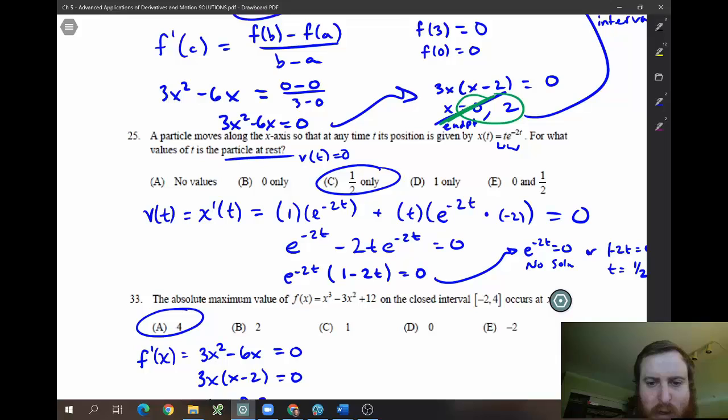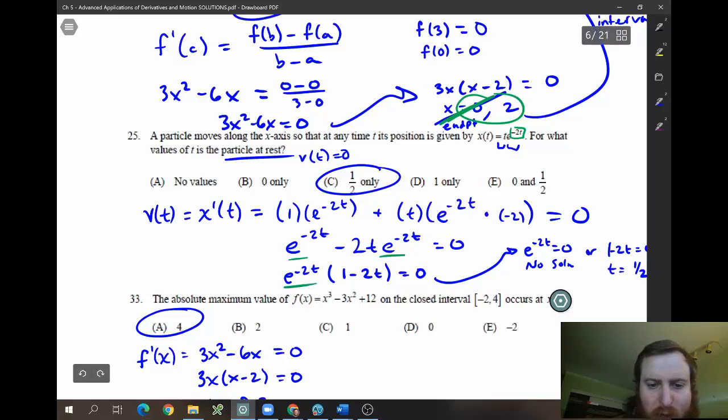Then plus, leave the t part alone, times, now this is going to be chain rule. So e to the box times the derivative of the box is negative 2. So this is e to the negative 2t. I just brought the negative 2 to the front, minus 2t e to the negative 2t. Both terms have an e to the negative 2t, so we can factor that out. We get e to the negative 2t times 1 minus 2t.